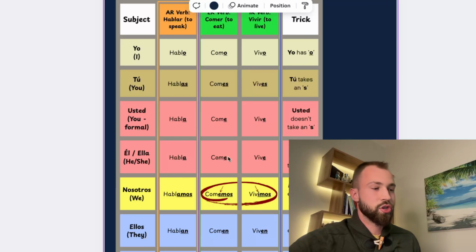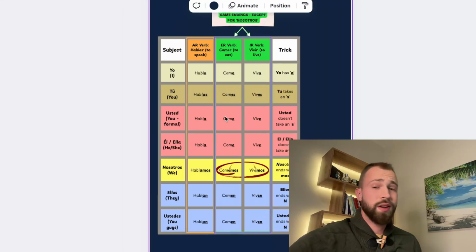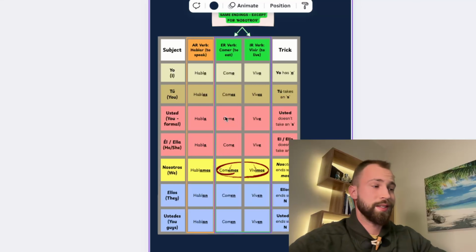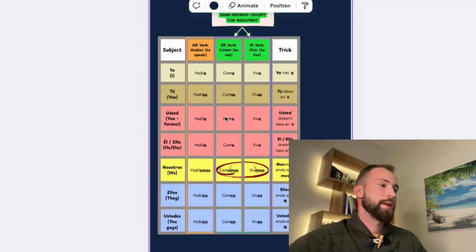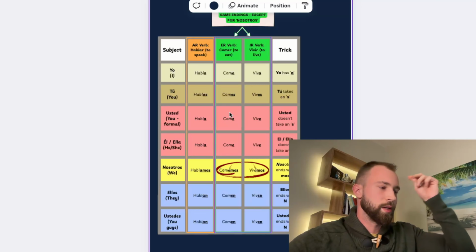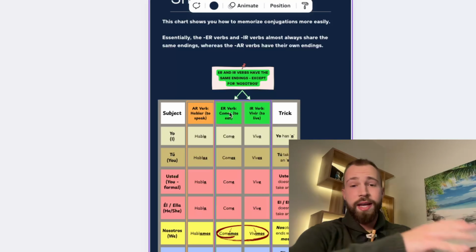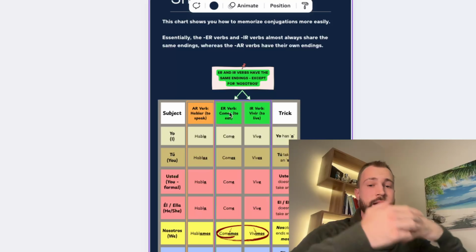So just memorize this chart if you're a Spanish beginner. Even if you're an intermediate, I know a lot of intermediates who have been exposed to Spanish for years and they still get the conjugations wrong, and it's because they don't have this installed in their mind. So try to use this, try and be conscious of this as you go through your Spanish.